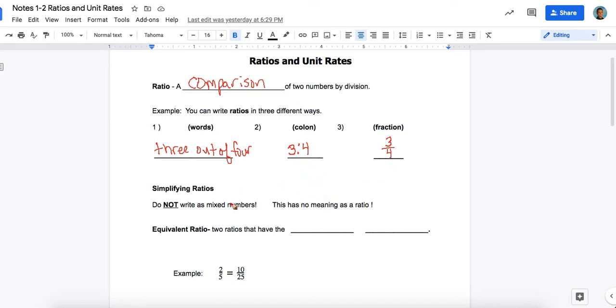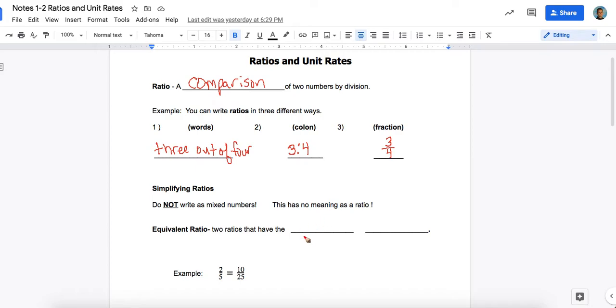Okay, simplifying ratios. Do not write as mixed numbers. Okay, this has no meaning as a ratio. So if you get an improper fraction like 5 over 4, we just leave it as that. We don't change it to 1 1/4.